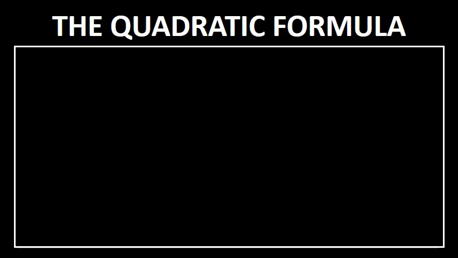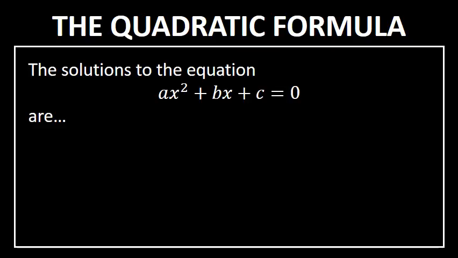Let's discuss the quadratic formula. The quadratic formula is a formula that can be used to find the solutions to an equation that has the form ax squared plus bx plus c equals 0. This is known as a quadratic equation, an equation in which the highest power on a variable is a 2.